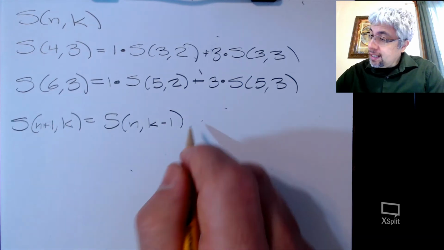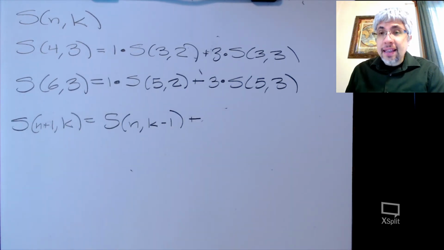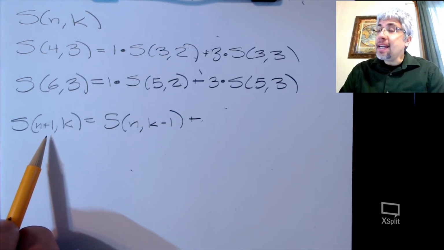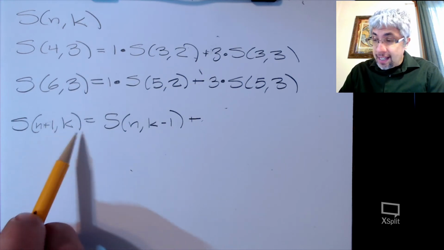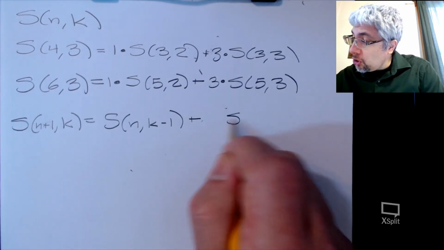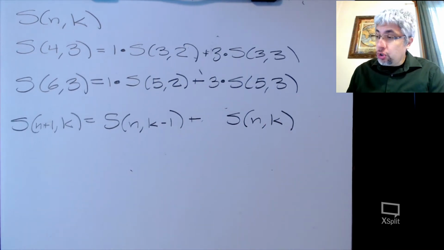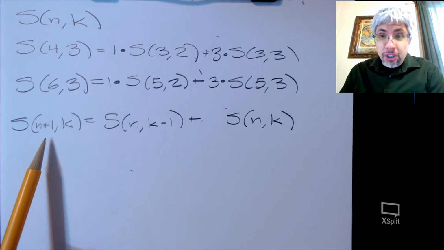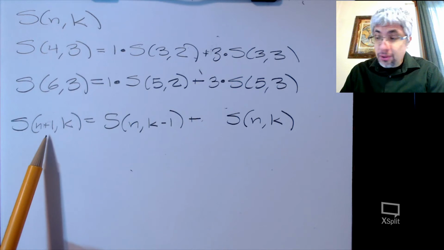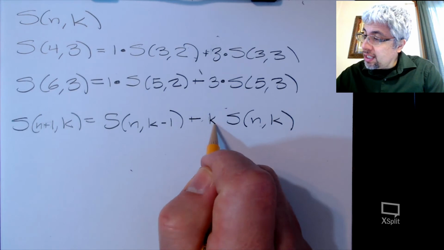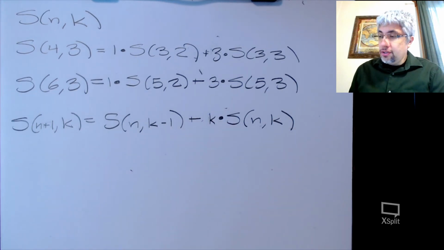And I have another possibility, and that's that the n plus 1th object isn't by itself. In that case, I need k total subsets, so I'm going to have to split the n remaining elements into k total subsets, and then I have to choose where the n plus 1st element goes. And how many choices do I have? Well, that's going to be equal to the number of subsets, which is k. So that is a formula for the Stirling numbers.